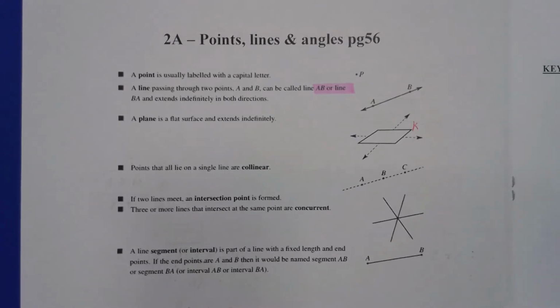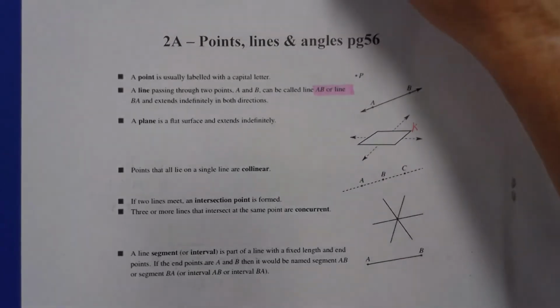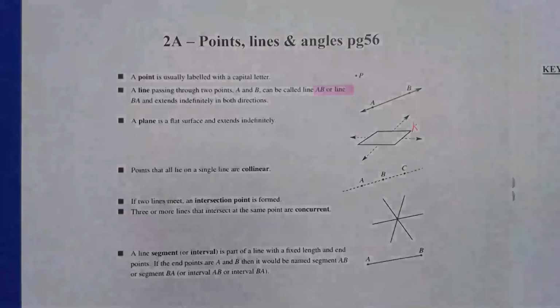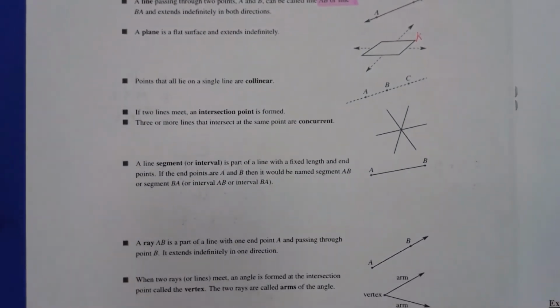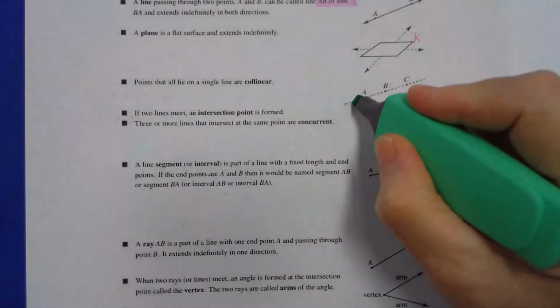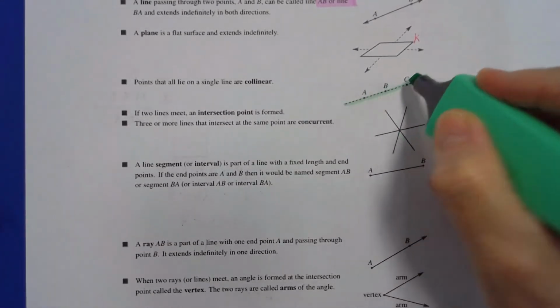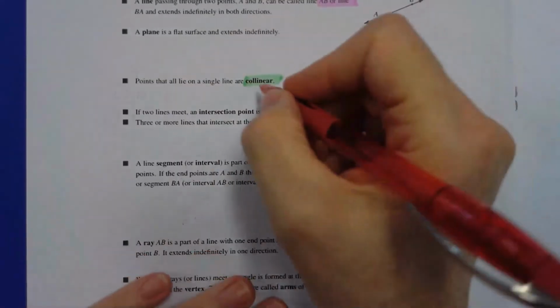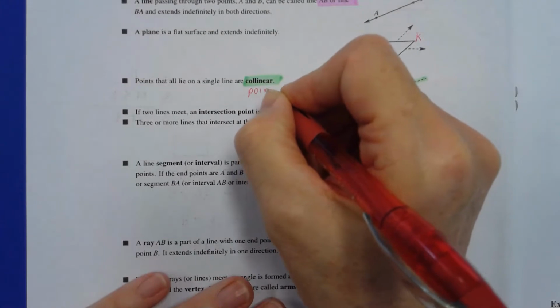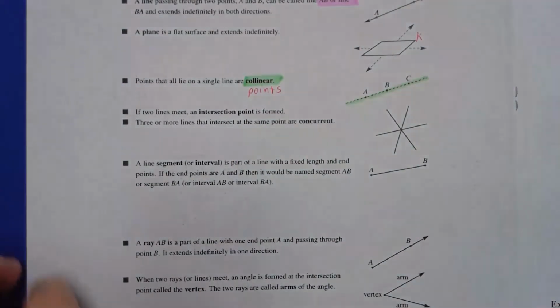Okay, when I have points on the same line, like this A, B, and C, that is a big word. When all these points are on the same line, it's called collinear points. Usually we say collinear points. That means they're all on the same line. All on the same line, collinear.